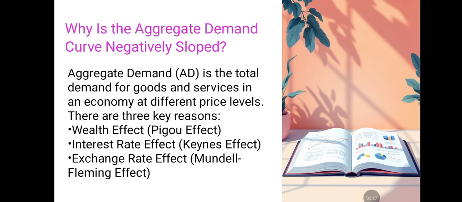There are three key reasons. The first reason is the wealth effect, which is also called the Pigou effect. The second is the interest rate effect, called the Keynesian effect. The third one is the exchange rate effect, which is also called the Mundell-Fleming effect. But in this lecture, I only discuss the interest rate effect, which is the Keynesian effect, while the remaining two effects are not discussed in this lecture.